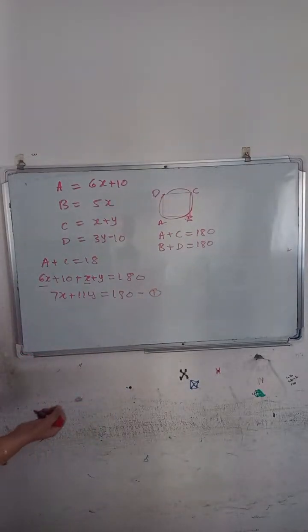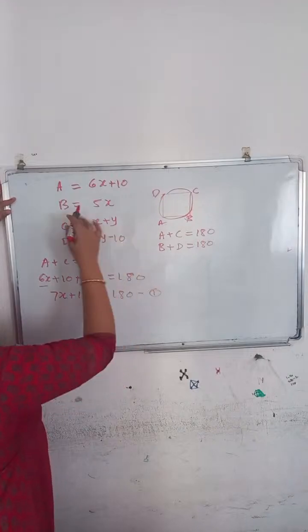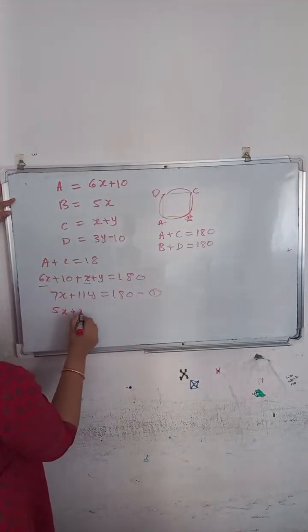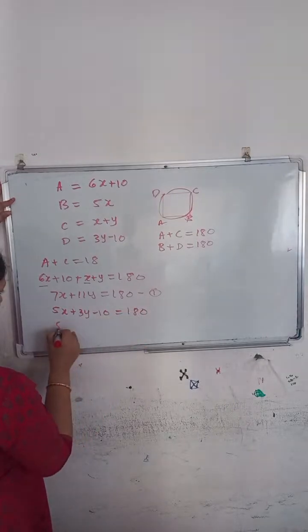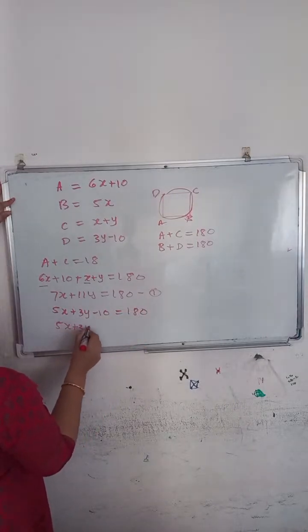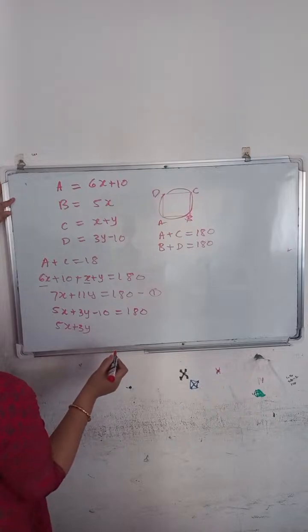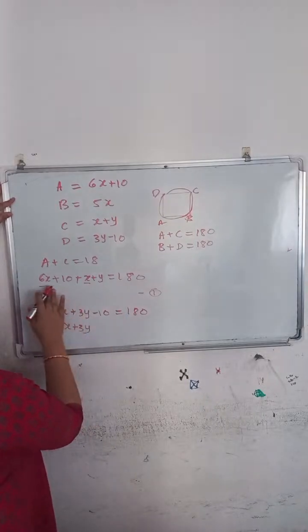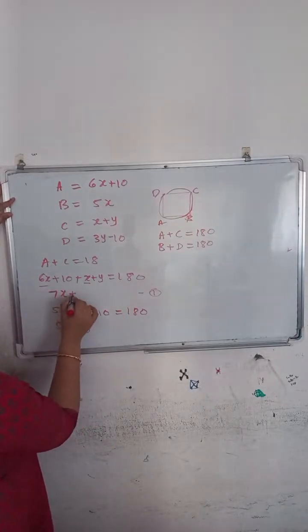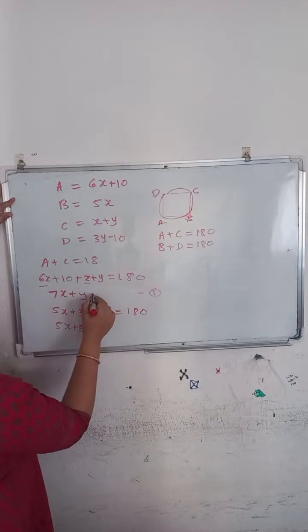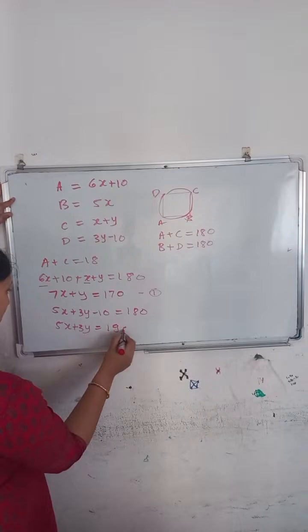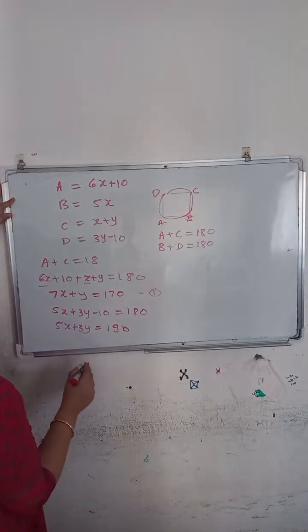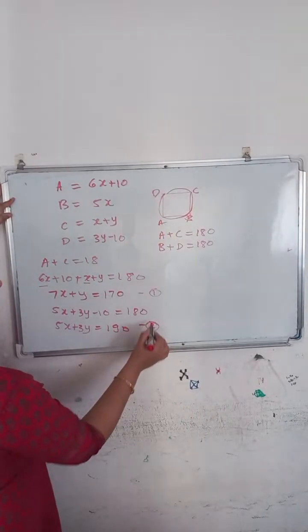And for B and D, that is 5x + 3y - 10 = 180. I did a mistake here. Wait, 6 + 1, 7x + y, and this 10 goes to the other side. So this will become 170 and this will become 190. Okay, so now this is my equation number 2.